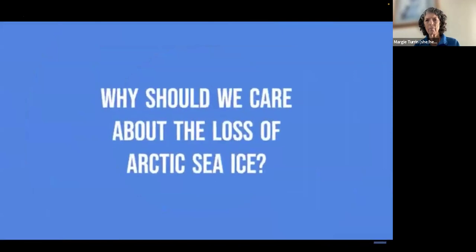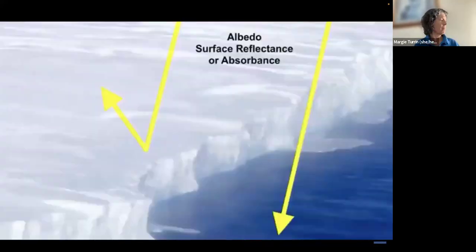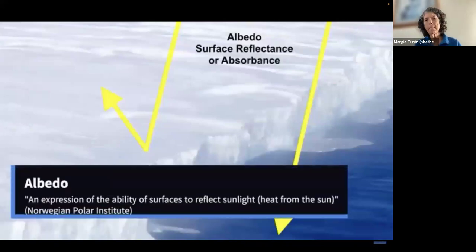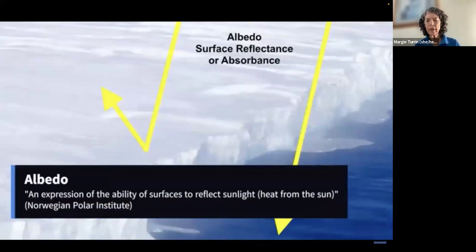So, why should we care about the loss of Arctic sea ice? Well, maybe you've walked on black pavement before, barefoot, and if it was on a sunny day, you might have noticed how hot it felt. In comparison, lighter surfaces like the sidewalk don't seem to get nearly as hot. That same idea actually applies for our oceans. Sea ice, being white, has a higher albedo than oceans, meaning it's better at reflecting solar energy.